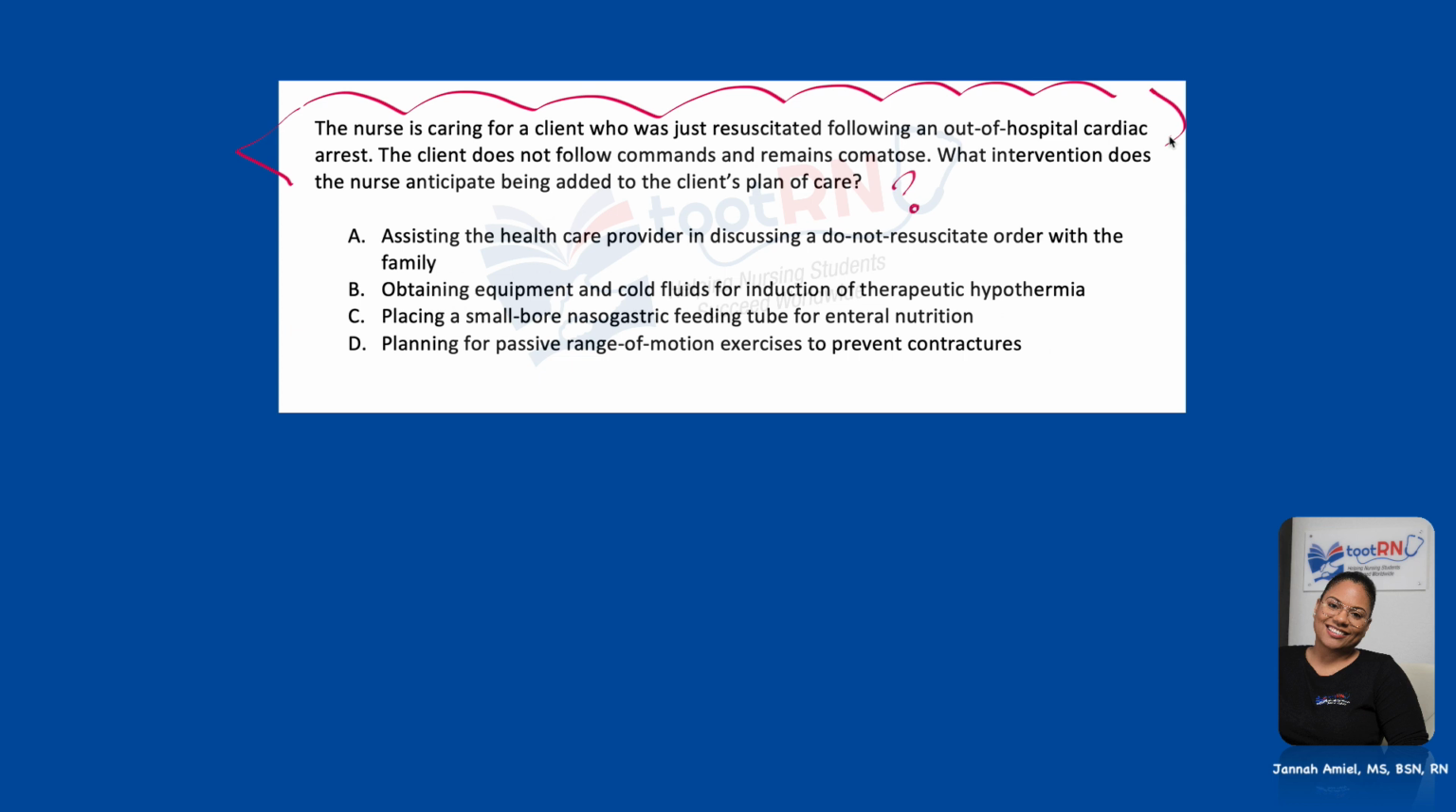In thinking about what we want to do, we're looking for an answer option, a solution, that's going to directly address this problem and give us the outcome that we need. Addressing the problem means addressing that this client has a neurologic deficit. So if we look at each option now with new eyes: assisting the healthcare provider in discussing a do not resuscitate order with the family. Well, this doesn't directly address the issue. We know there might be some type of neuro injury the client has sustained, but that by no means means we have to start talking about end of life.